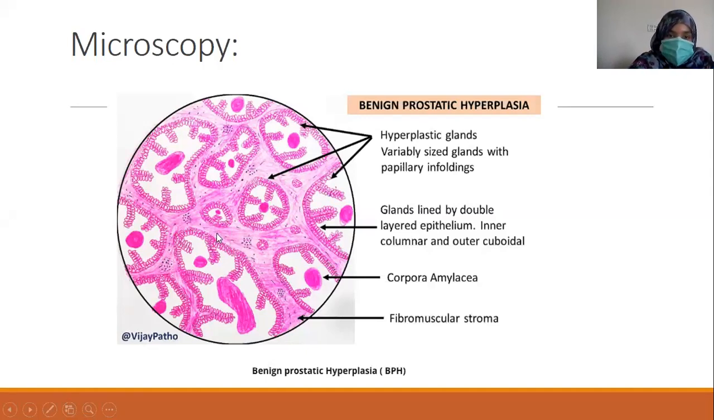This pink is the stromal component. It is also hyperplastic. What is this inside the glands? These are laminated proteinaceous material. This is called corpora amylaceae. These corpora amylaceae are laminated, concentrated prostatic secretions.